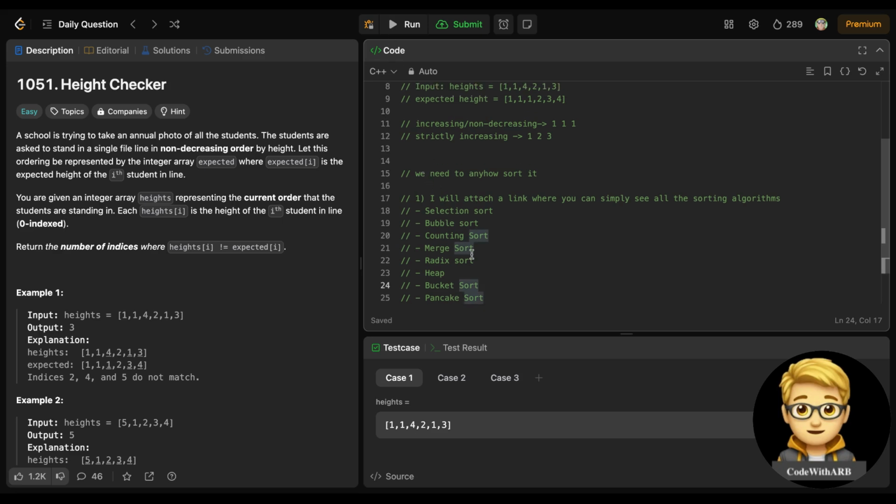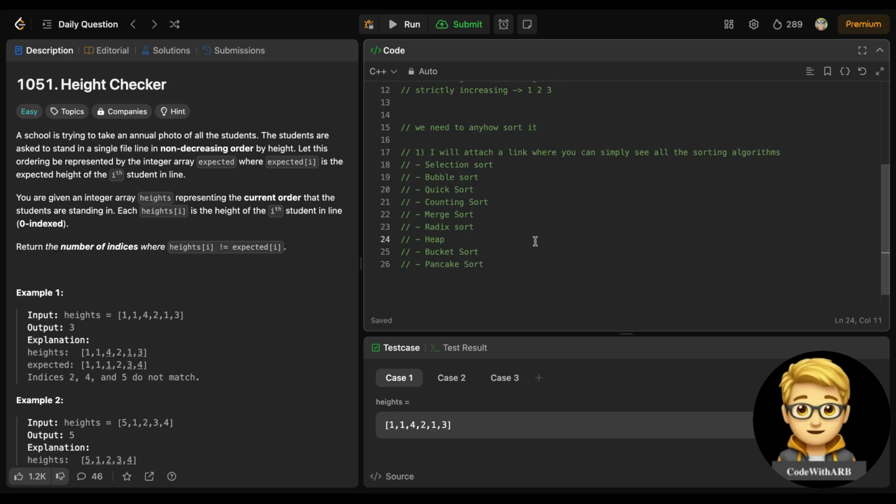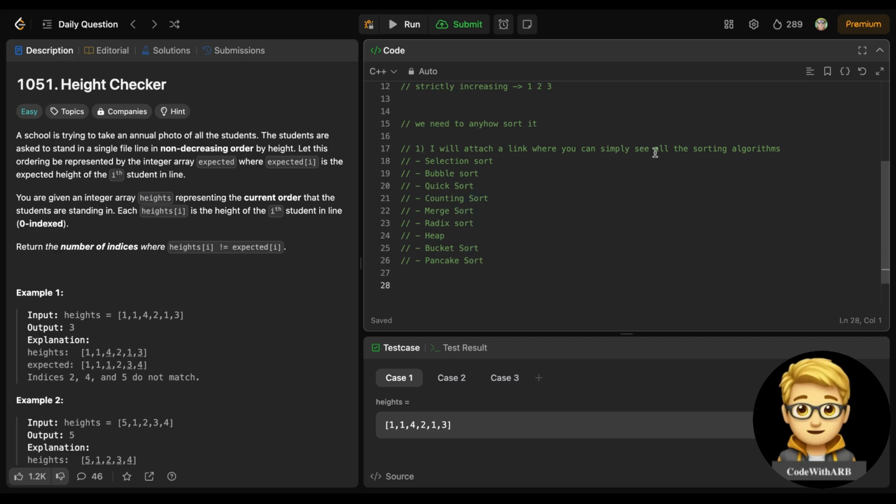One thing is also left, I think. Quick sort is also important, right? Quick sort is also important. So selection, bubble, quick, counting, merge, and heap, these are the most important sorting algorithms you just need to see, right? I will attach a link in the description, you can see that in the description.